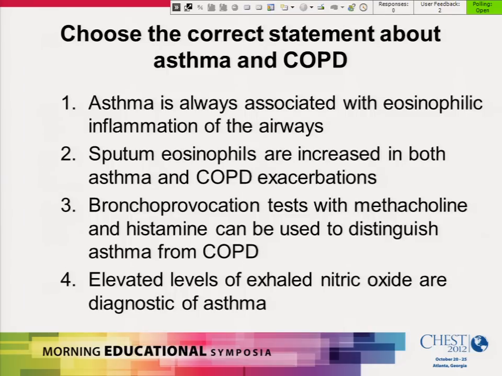Okay, choose the correct statement about asthma and COPD. Asthma is always associated with eosinophilic inflammation of the airways. Sputum eosinophils are increased in both asthma and COPD exacerbations. Bronchoprovocation tests with methacholine and histamine can be used to distinguish asthma from COPD. Elevated levels of exhaled NO are diagnostic of asthma. Please choose one.